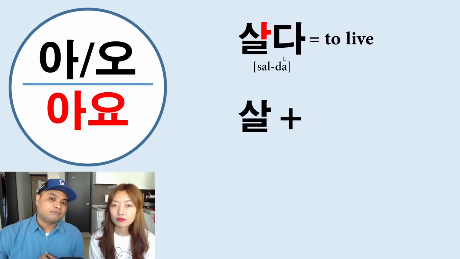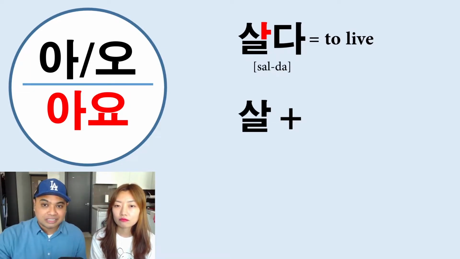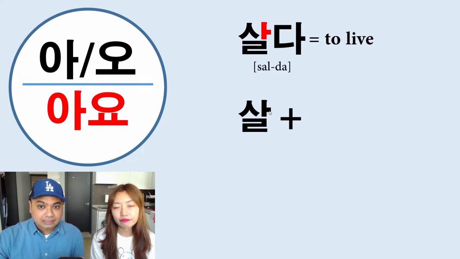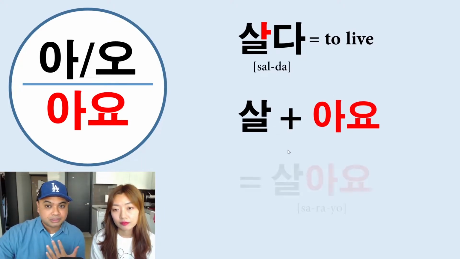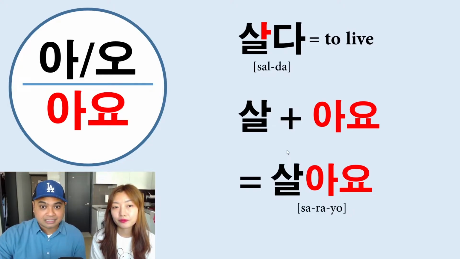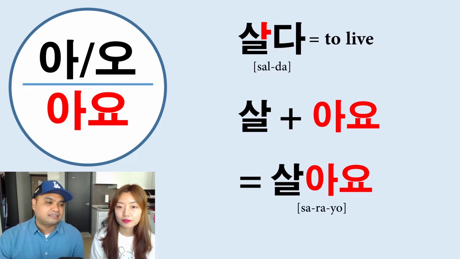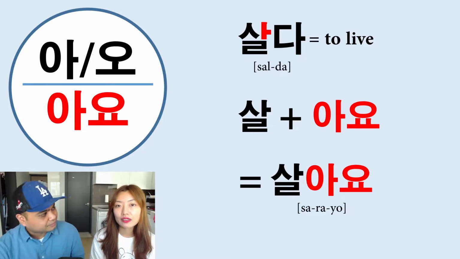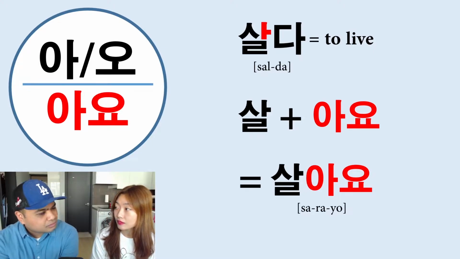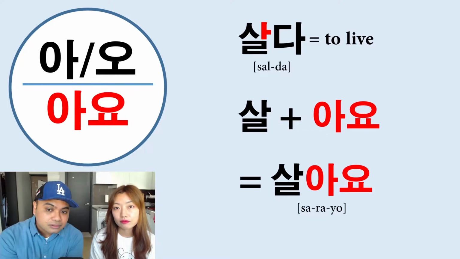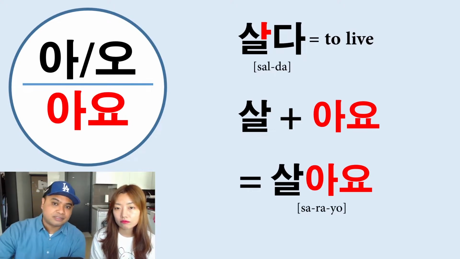Remember also that when we're conjugating verbs, we need to take out the da. Da is never involved when we're conjugating. Da is just to let us know that it's a verb. So we have sal, and then we need to add ayo. When we add it, it becomes 살아요, right? So when you're speaking, don't say 살다. You've got to say 살아요. Like 한국에서 살아요, I live in Korea. 미국에서 살아요, I live in America. So just remember, when you're speaking, you've got to conjugate, and this is the way.